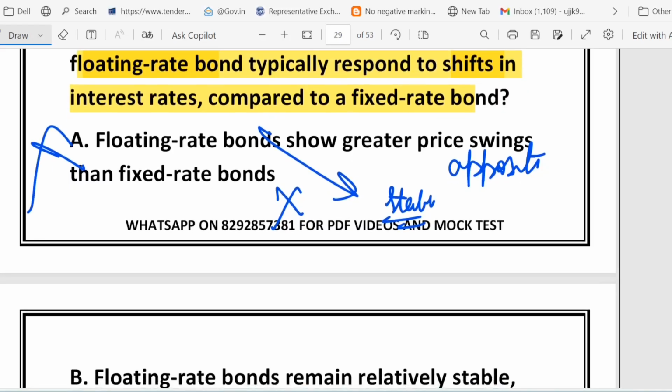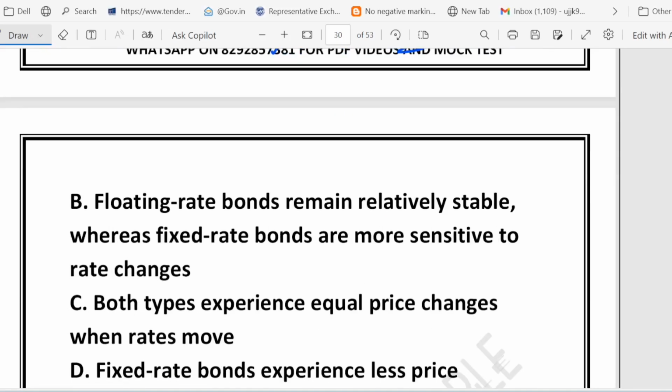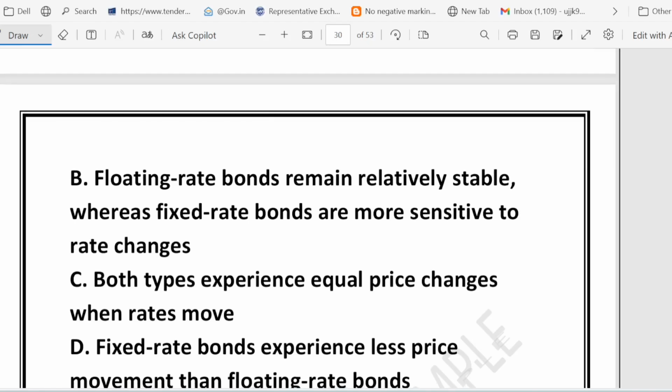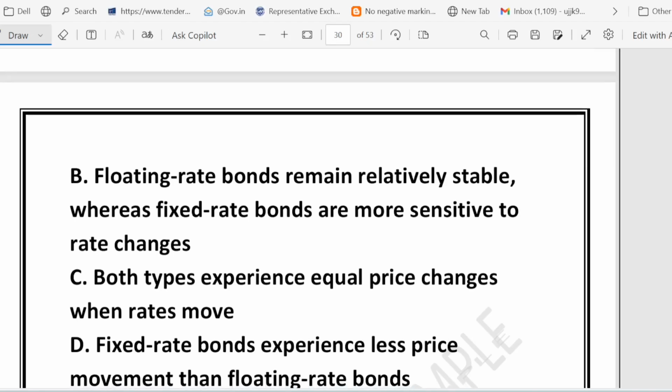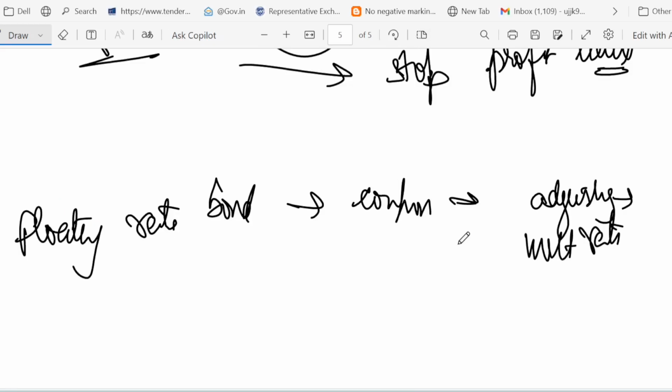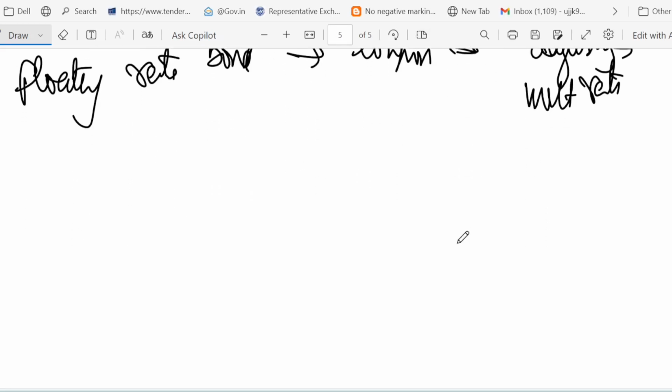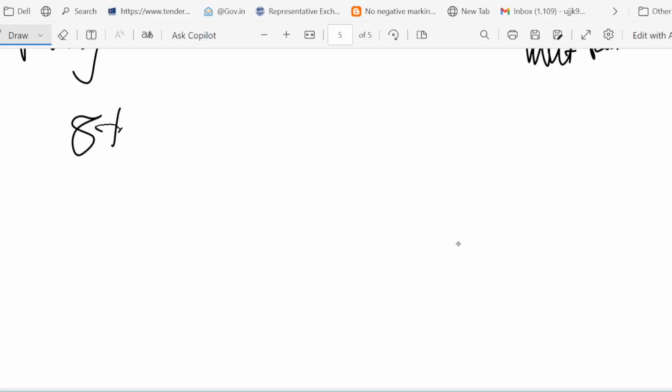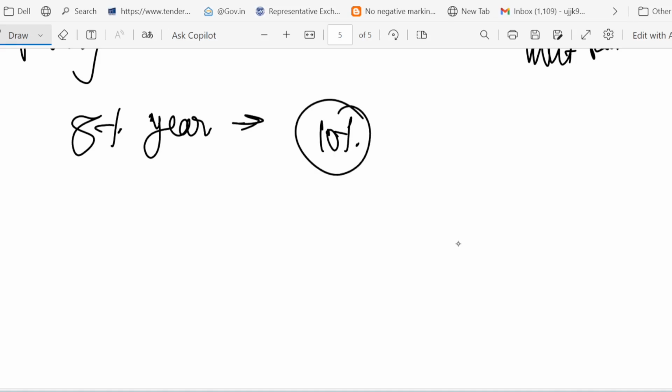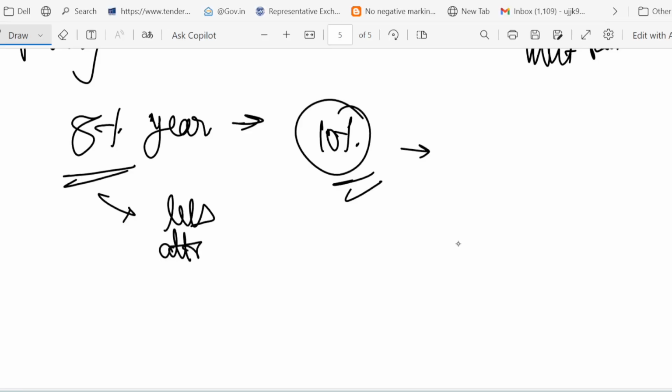What about option B? Option B says floating rate bond remains relatively stable, whereas fixed rate bond are more sensitive to rate change. Yes, this is the correct one. Let me give you one example to make it more clear. Suppose you buy a fixed rate bond that pays 8% coupon every year. Now if the market interest rate rises to 10%, new investors can earn 10% easily. So your 8% bond becomes less attractive, isn't it? Result is that its market price will fall down.